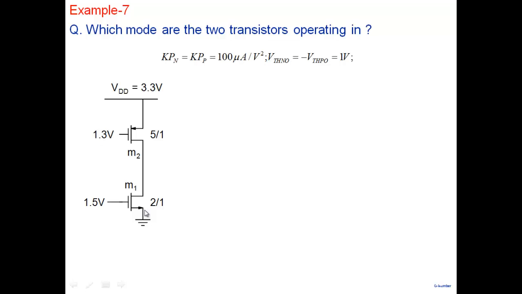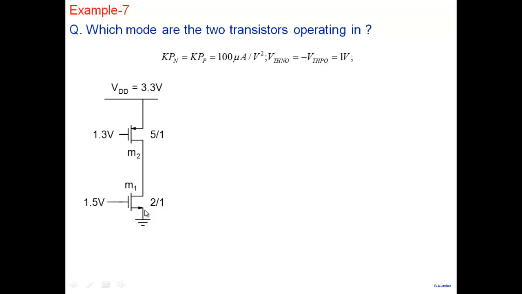Now, are they in saturation? Are they in linear? What is really going on? How do I determine? The body of the PMOS is always shorted together with the source, so don't worry about it. And the NMOS body will connect to the ground here, so source to body is again 0.